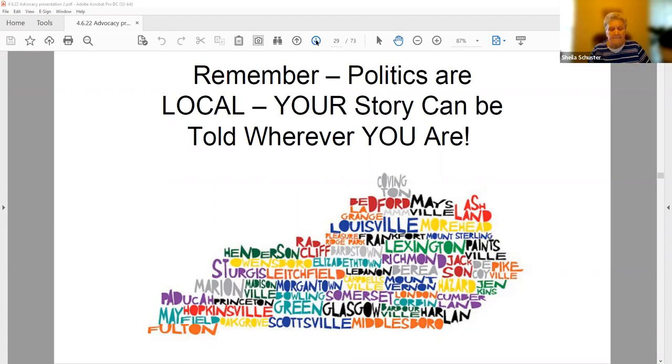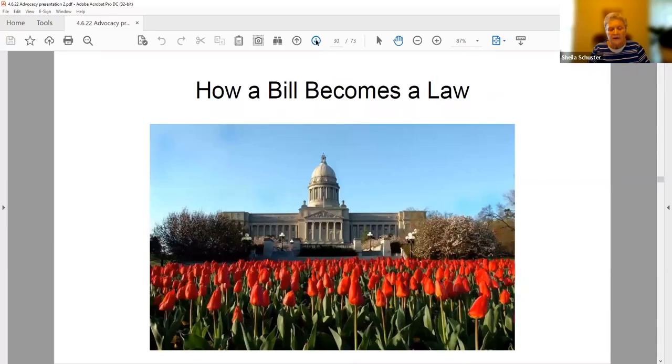Next, please. So I'm going to go very quickly through how a bill becomes law, because I want to give Cara plenty of time to talk about some specific bills that were in the legislature around SUD, and also to dive into the lobbying versus advocacy. So our famous tulips out in front of our state legislature. Next, please.